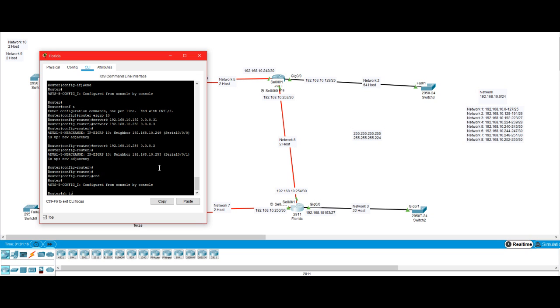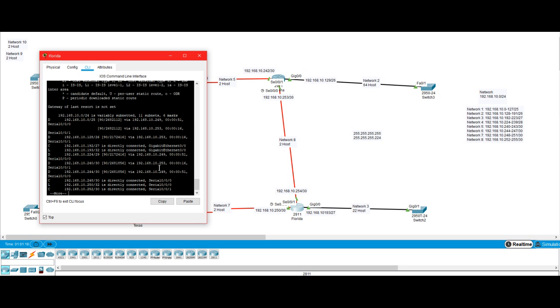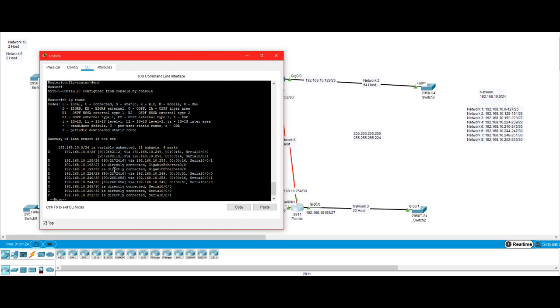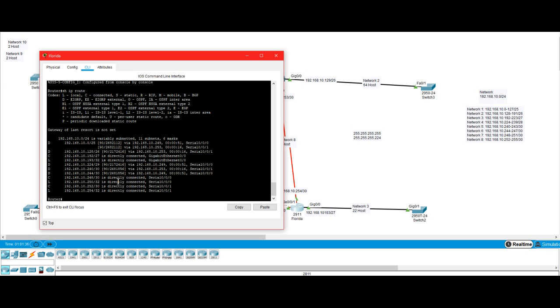So we're going to show IP route, and there you go. This is the IP route. Notice everything is in here. Everything is routing. I can talk from one network to the other network, and there are no problems. And hopefully we will have no nulls in our tables here.